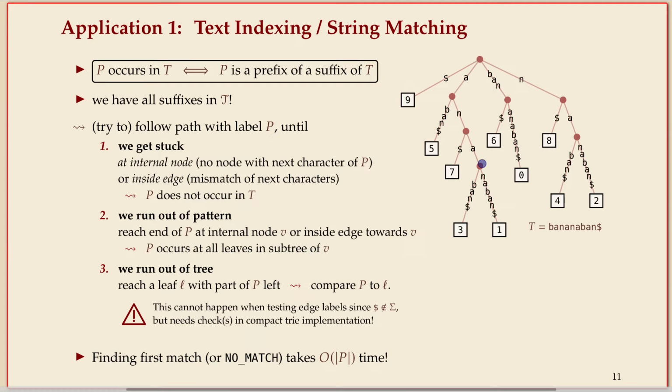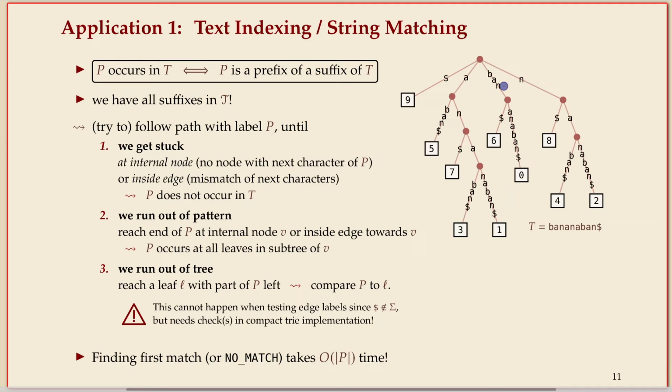We search the pattern in the trie by following it down from the root. And then there's really 3 different options in theory, in principle, that can happen. If we ever get stuck, there's 2 subcases. We are at an internal node and for the next character of the pattern, there's no edge from this node that we can follow. Then we're stuck at an internal node. We can also get stuck inside an edge. Remember, here we have several characters on an edge. Maybe we try to find BAA and not BAN.